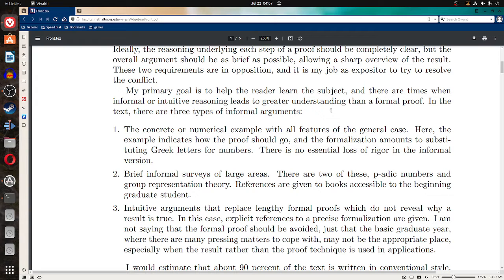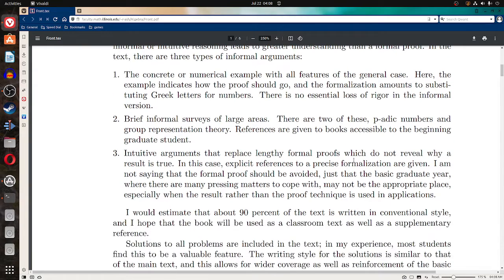In the text, there are three types of informal arguments. The first type is the concrete or numerical example with all features of the general case. Here, the example indicates how the proof should go, and the formalization amounts to substituting Greek letters for numbers. There's no essential loss of rigor in the informal version.